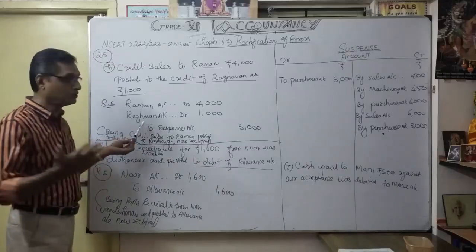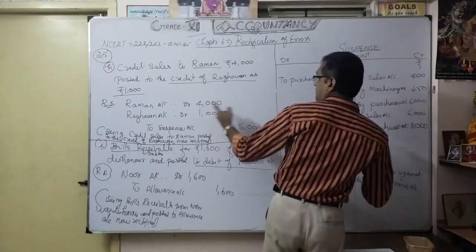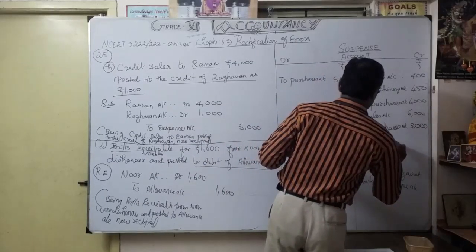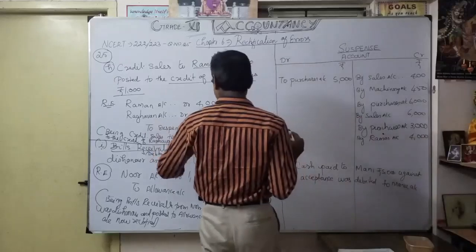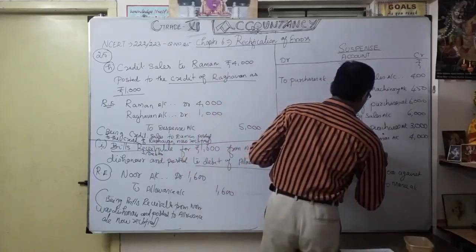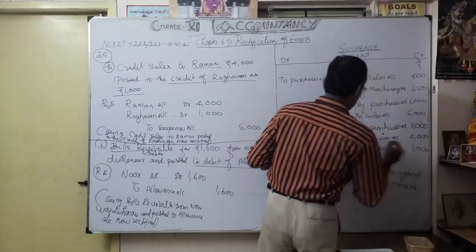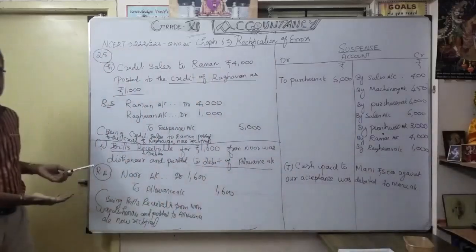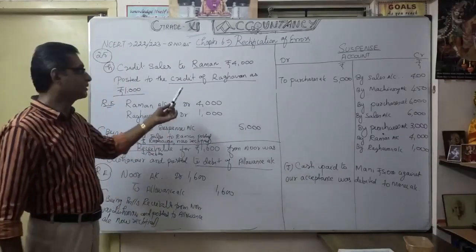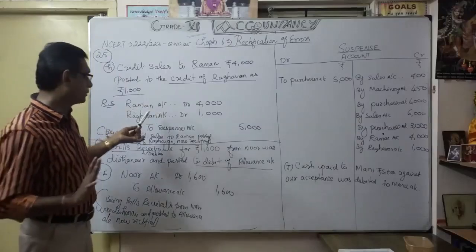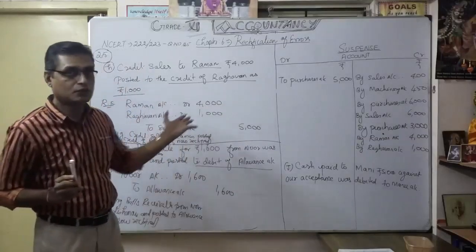Here also the suspense account, yes, I'm going to write this. Suspense account, I'm going to write by Raman account, 4,000. Then by Raghavan account, 1,000. Here no suspense account, only the entry is reversed. Here the suspense account won't come. There, the suspense account came because only one side was the problem. Sales account and credit part are clear. That's why only the debit part was the problem. Instead of Raman account, Raghavan account was wrongly credited, now rectified. That's why it was posted to suspense account.